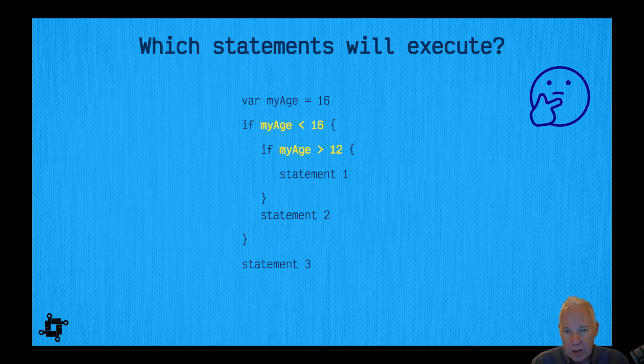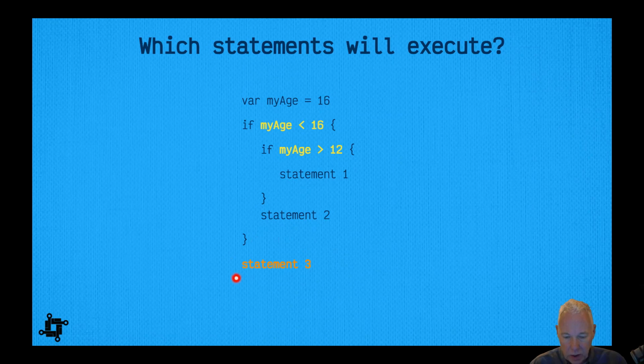So that's a great place to pause, have a discussion around that, but I'll take you through it at this point. So the logic is that if my variable, my age here, is set to a value of 16, the first if statement here is going to say, is 16 less than 16? Well, no, it's not. So the reality is we're going to skip this whole section here, and we're going to do this statement down here. And therefore, the right answer to this is statement 3 is the only statement that will be executed.